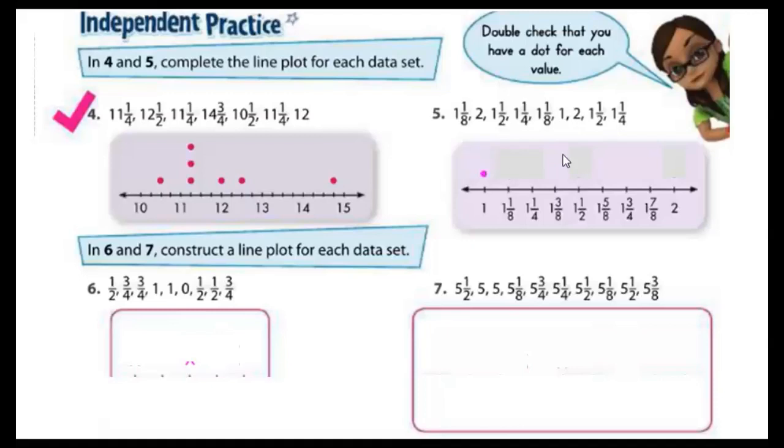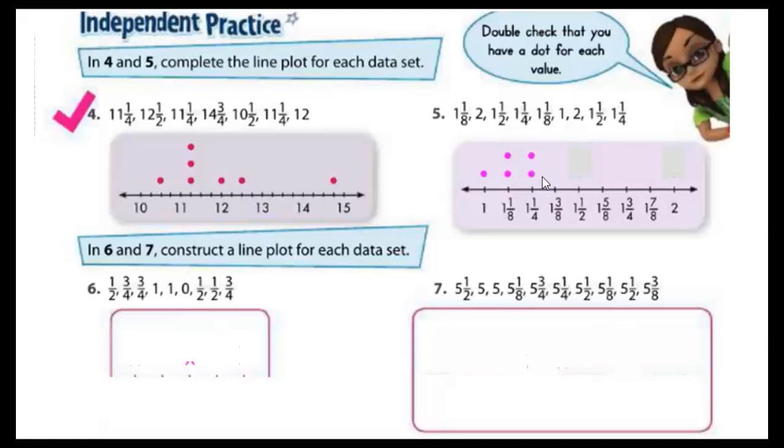The second value, more than 1, will be 1 and 1 over 8. How many 1 and 1 over 8 do we have in the statement? Count them, please. Here is 1 and here is 2. So I'm going to represent the frequency by 2 dots over 1 and 1/8. The following one will be 1 and 1 over 4. How many do we have in our statement? Just 2. Here is 1 and here is the second one. So I'm going to draw 2 bold dots over 1 and 1/4.